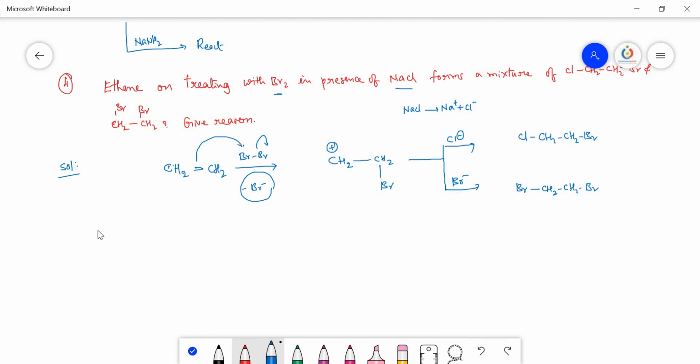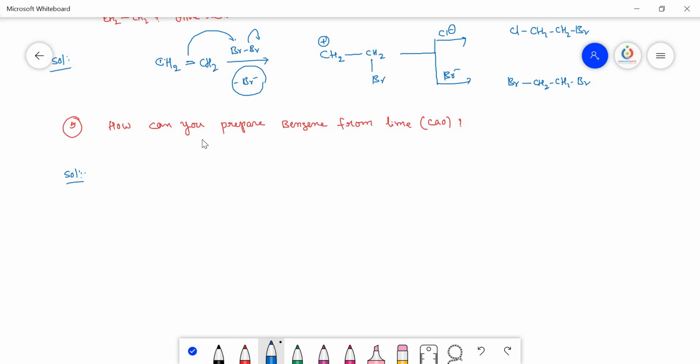So now let us solve another question, question number 5. The question is, how can you prepare benzene from lime, calcium oxide? It is a simple thing: when calcium oxide, or lime, is reacted with coke in an electric furnace, carbon combines with the calcium and removes the oxygen, so that forms CaC2, calcium carbide, and carbon monoxide will be removed.